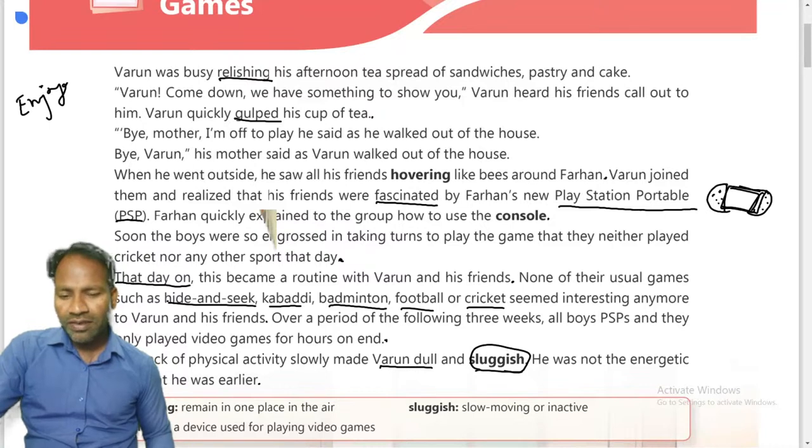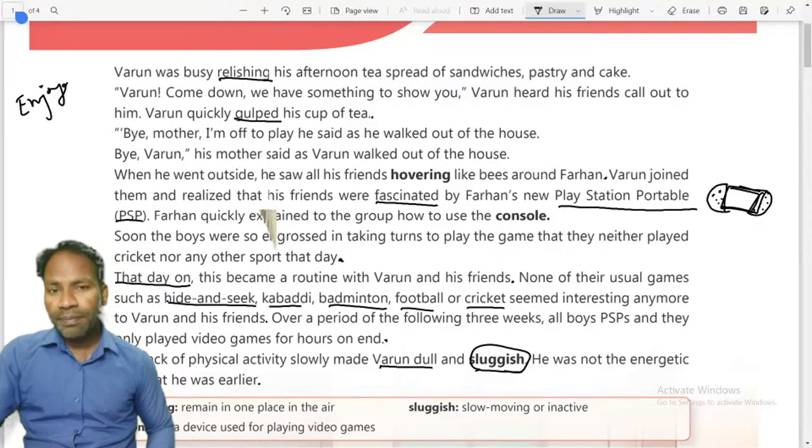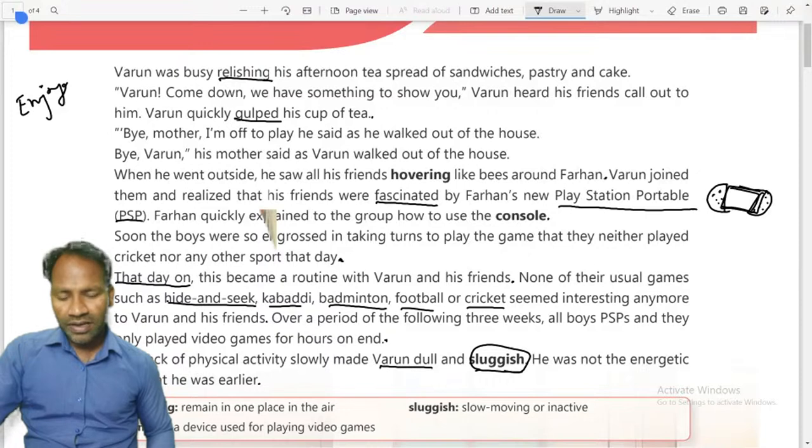He became a very sluggish boy and he was not even taking interest in other games. Dull boy. So he was not as energetic as he was earlier. Earlier he was very energetic, enthusiastic, a very agile boy. But now, because of that PSP or virtual game, the boy Varun became very dull or sluggish.